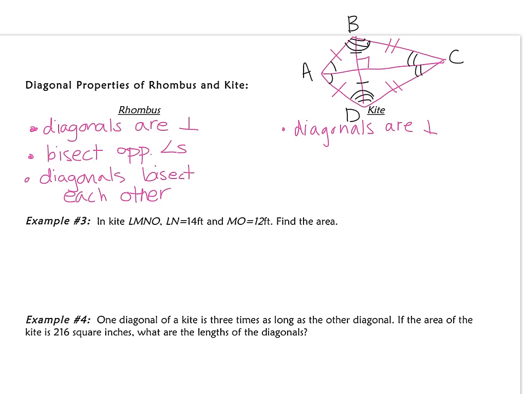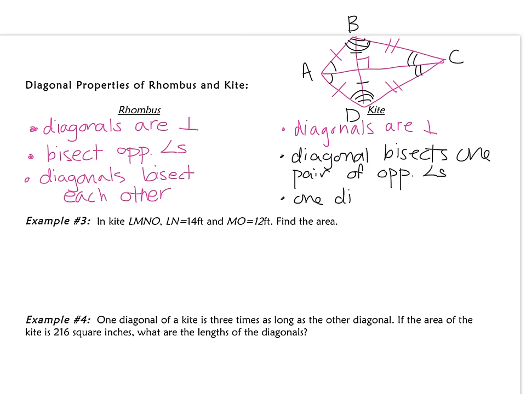Okay, so let's write down those two properties. There is a diagonal that bisects one pair of opposite angles, and then one diagonal gets bisected, meaning it gets split into two equal pieces.